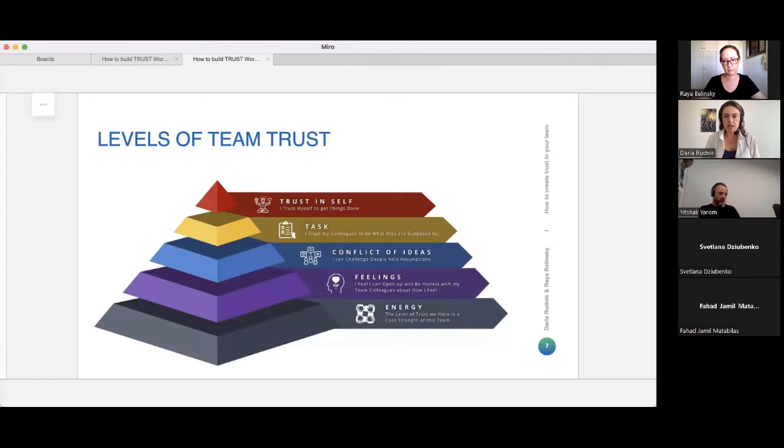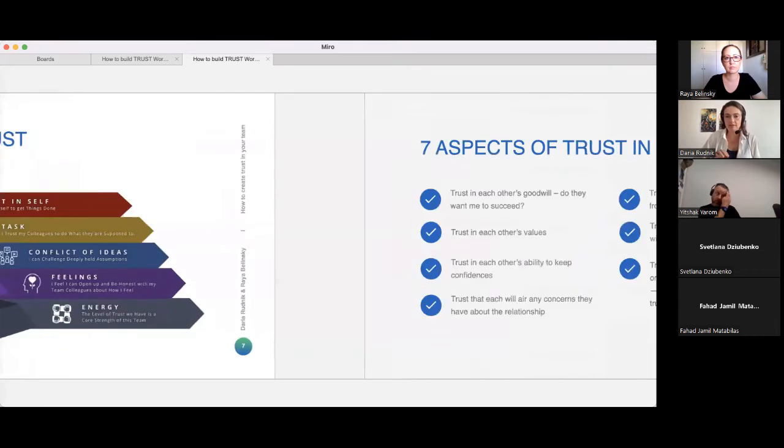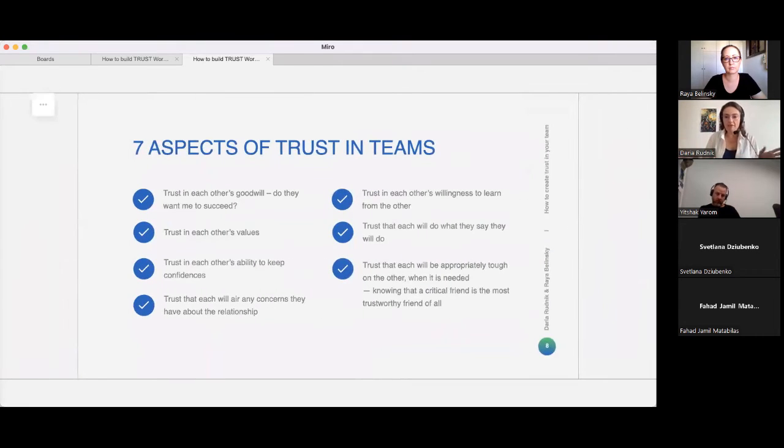So the tool we're going to share today is more about the levels of trust and conflicts of ideas. We're not touching the topic of feelings and energy. There's a lot to do within the team trust, but we'll talk about trust for tasks and conflict of ideas. And when you have them, you can experience the 7 aspects of trust in a team. You can use it as a checklist.